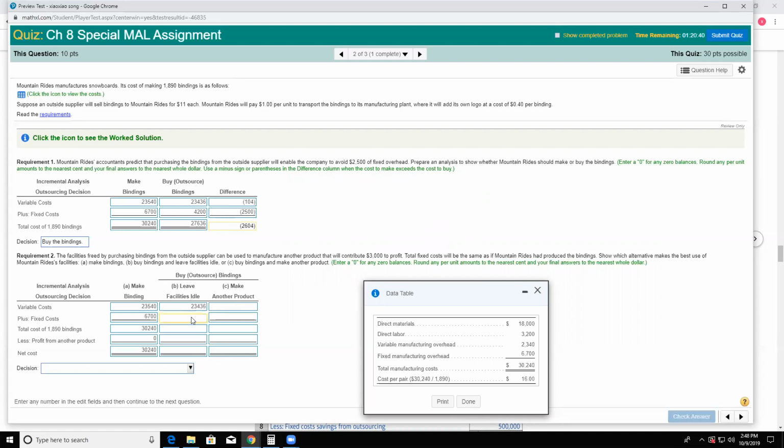So it's 2,3,436, and then 4,200. I got 2,7,636, and then I don't get money because I leave it idle. So it's 2,7,606, right? So now I make, I buy, but I make another product. Then you will have contribution margin 3,000. But you will have the same fixed cost, right? So your variable cost will still be 23436, but now your fixed cost will be your original 6,700.